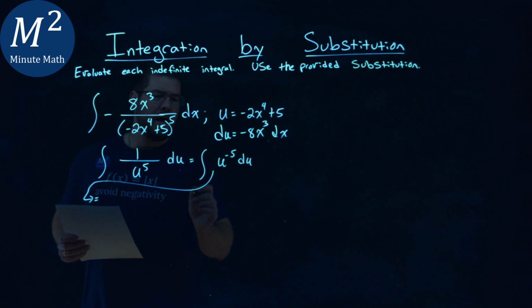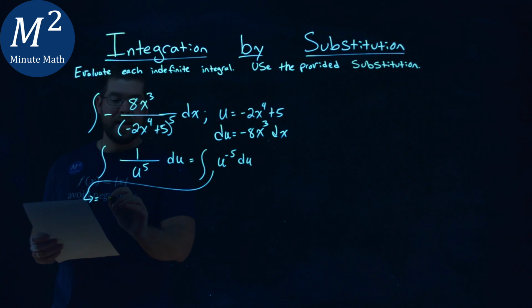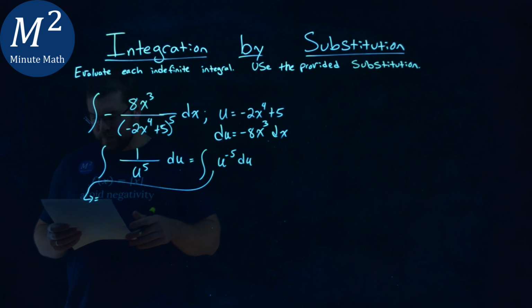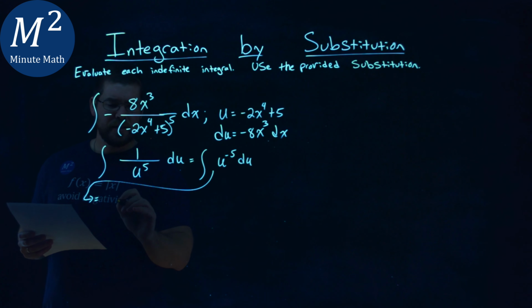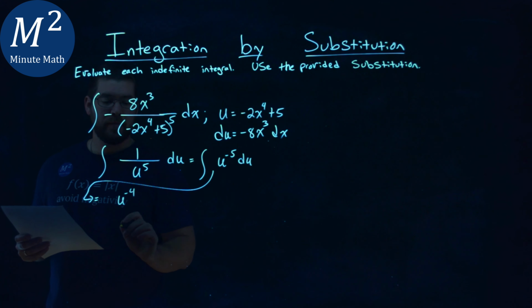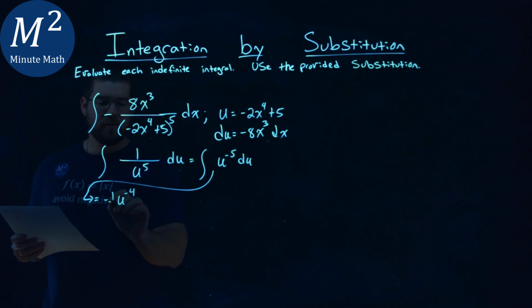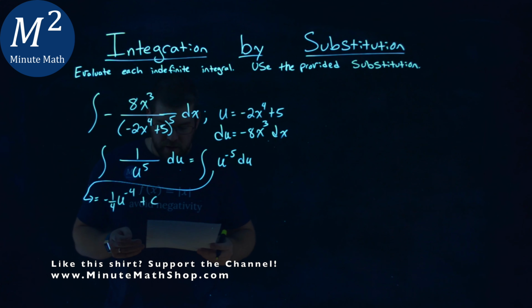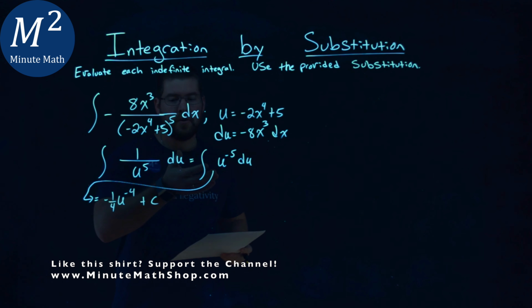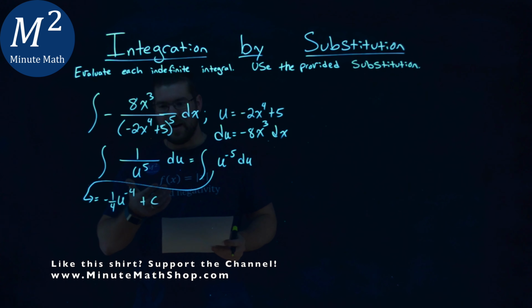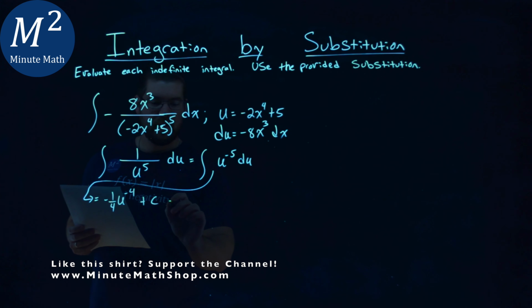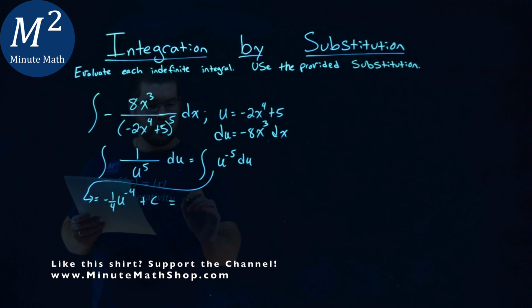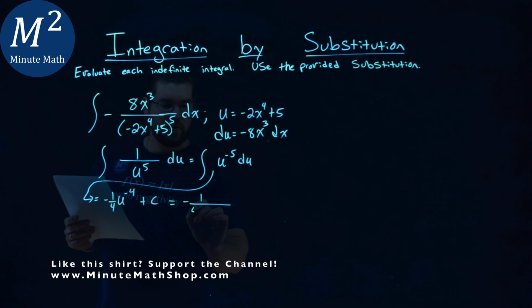Okay, and so taking that integral here, we have to add 1 to negative 5. So we have u to the negative fourth power. To counteract that, we have a negative 1/4 out front and a plus c. So we've taken the integral with u, but we need to plug the u value back in. So with that being said, we have a negative 1 over 4.